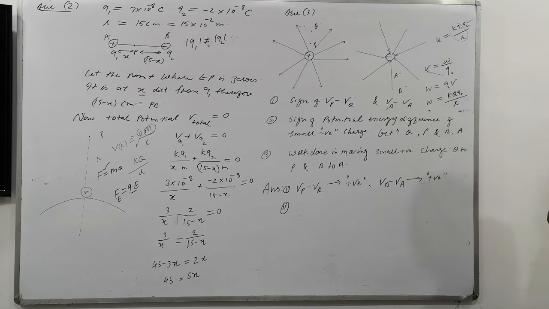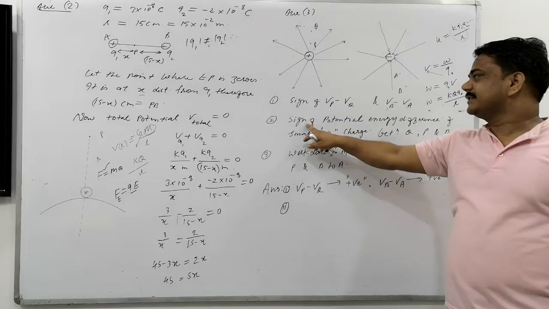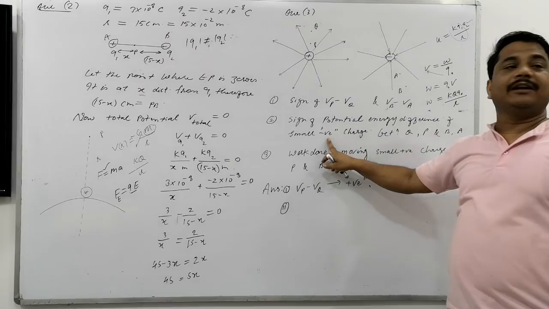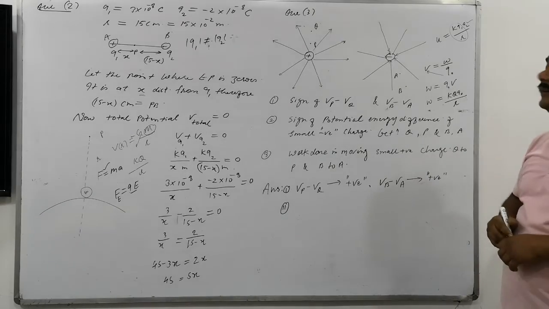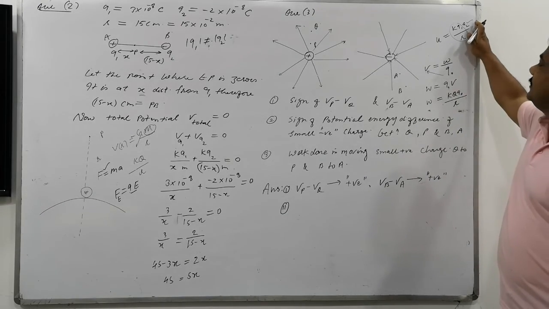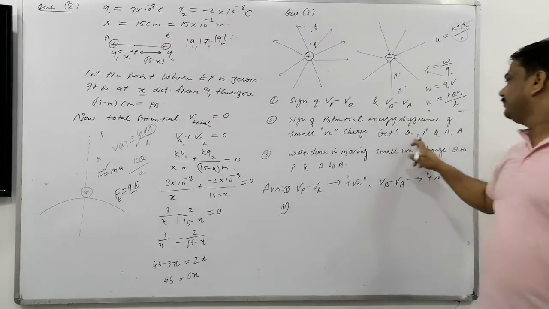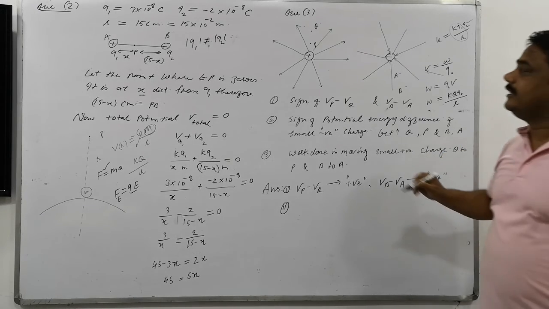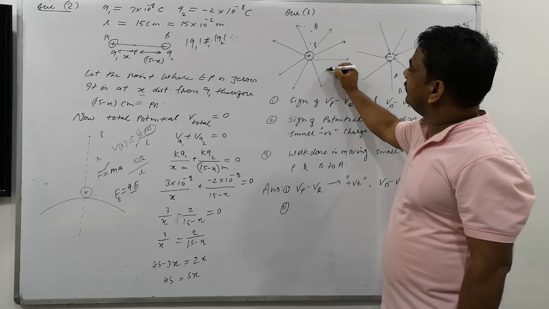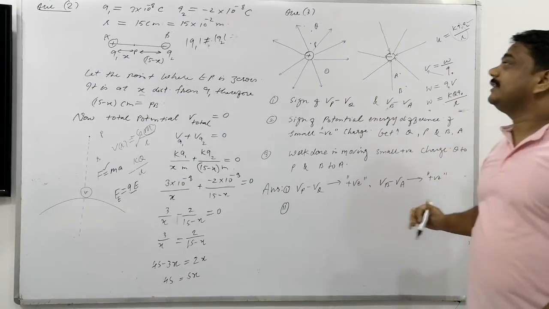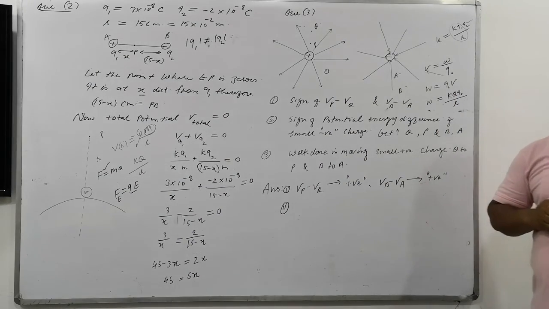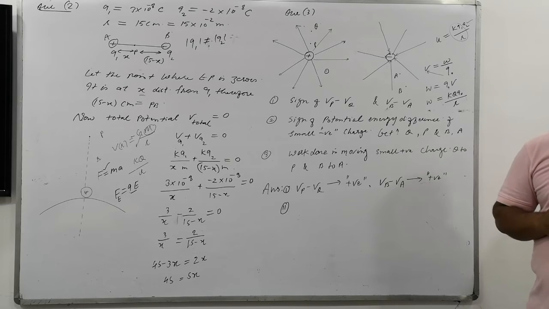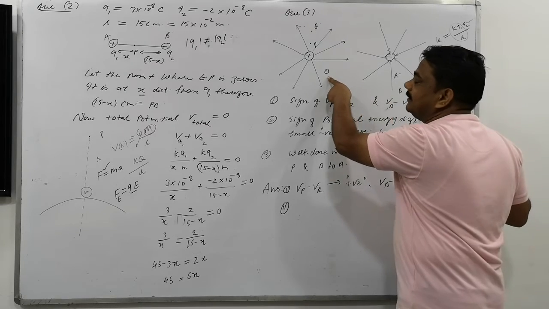So the question is asking the sign of the potential energy difference of a small negative charge you are bringing between Q and P, where the negative charge is there. It is a negative charge you brought here. So will the negative charge obviously be attracted or repelled? It will be attracted. Is that clear? It will be attracted here.